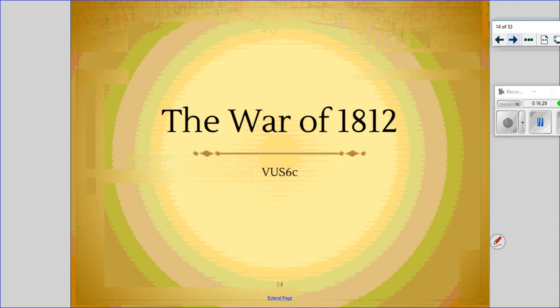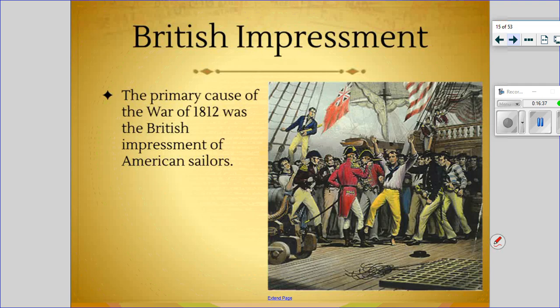All right, let's talk a little bit about the War of 1812. This is sort of round two with the British. The British are going to invade and win a series of battles. Ultimately, they will win at New Orleans, and it'll all be over.